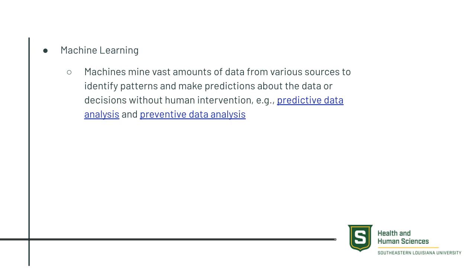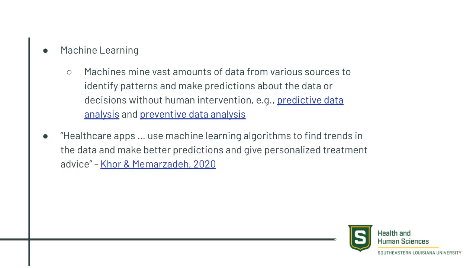You may also come across deep learning as well. This is all within the field of machine learning. An example would be the use of mobile apps that use machine learning algorithms to find trends in data, make better predictions, and give personalized treatment advice.